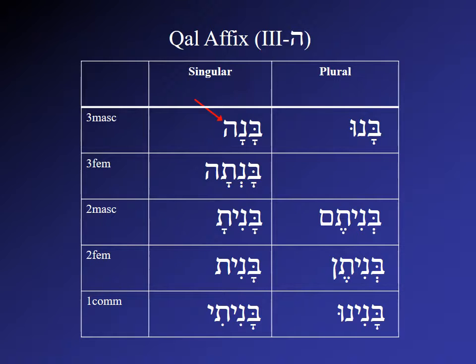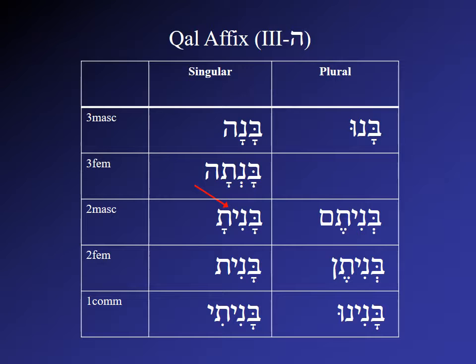The reason for this is because heys do not like to be in the middle of words, and so when we add an affix, we tend to lose our hey. In the third feminine singular, it becomes a tav, so banata. Third masculine singular, bana. Third feminine singular, banata. So this tav where the arrow is actually the hey of the root, and then the qamets-hey at the end is just the standard feminine affix, so banata.